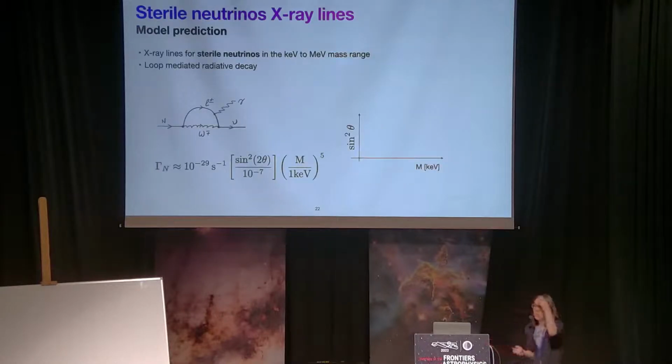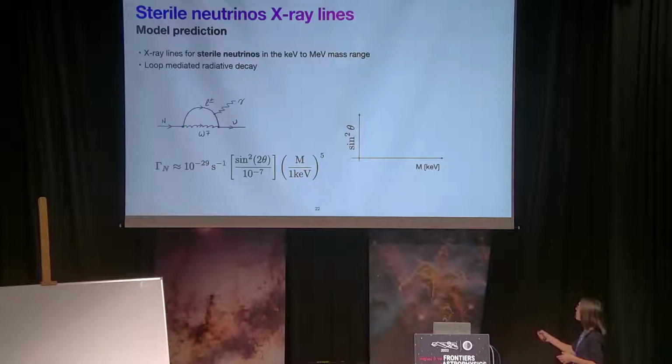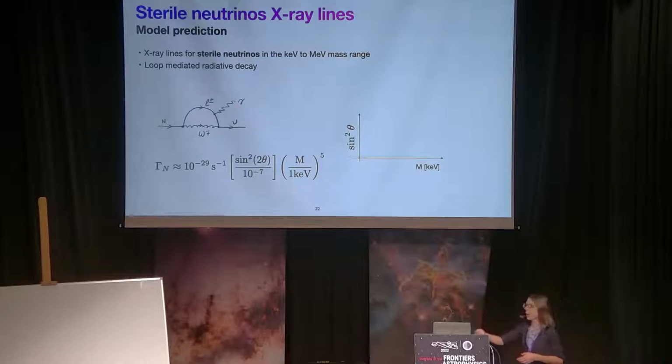The prototypical example of looking for lines is sterile neutrino dark matter. In this case, the sterile neutrino mixes with active neutrinos, inducing the radiative decay into photons mediated by this loop here. The decay rate of sterile neutrinos can be directly written in terms of the mixing angle and the mass of the sterile neutrino. So the parameter space of interest for this specific dark matter model is the mixing angle, or the sine squared of the mixing angle, as a function of the sterile neutrino mass. And you would expect a line at half of the neutrino mass.